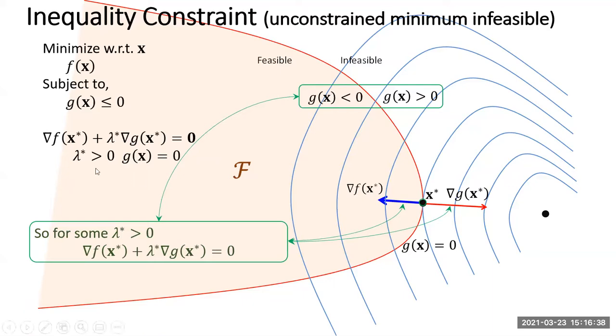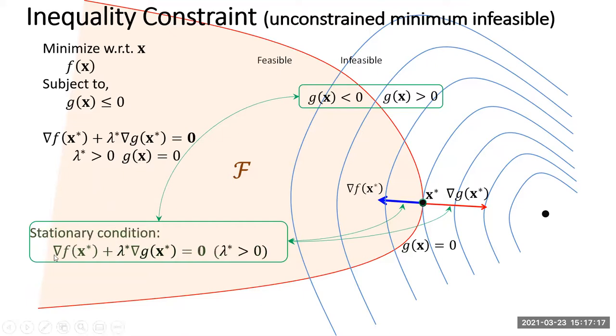So I'm repeating this again. g is equal to 0, so it's an active constraint. g is 0, lambda is greater than 0. Now we'll see that if g is less than 0, then lambda will be equal to 0. So lambda and g are of opposite signs. One of them has to be equal to 0, but not both. Only one of them has to be equal to 0.